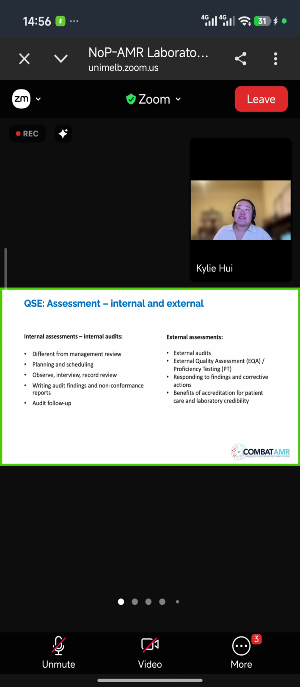Okay, so then there is assessments. So this can come in the form of internal or external. There are things such as internal audits that we can have a look at. And this is very different from the management review that we had spoken about before. So the management review is really looking at the process for specific tests. Whereas having an internal audit, you have someone from a different department come in and they get given a certain set of prompts and they will look to see what the procedure is from an outside point of view rather than a managerial point of view.